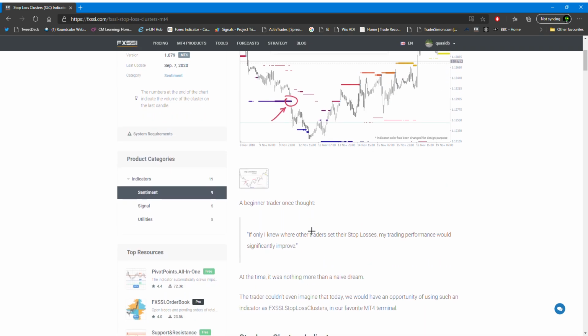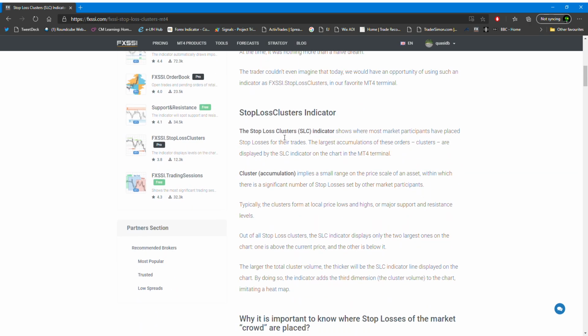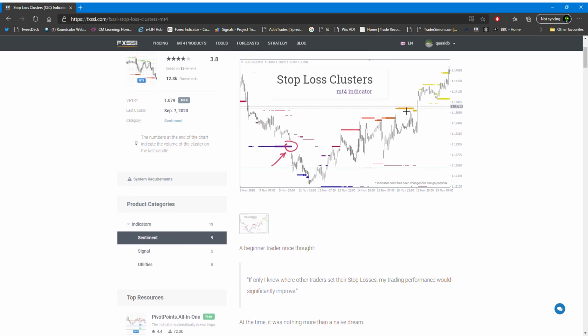Essentially, they're liquidity zones. So that's what it means. SLC is stop loss cluster, and it shows where most market participants have placed the stop losses for their trades. The largest accumulations of these orders are called clusters, and they're displayed by the SLC indicator on the chart. So these are historical stops. That's where they got stopped out. But sometimes what we'll see is that they'll move them higher because no one wants a loss. They'd rather just move their stops higher.